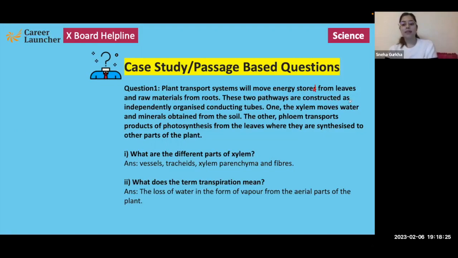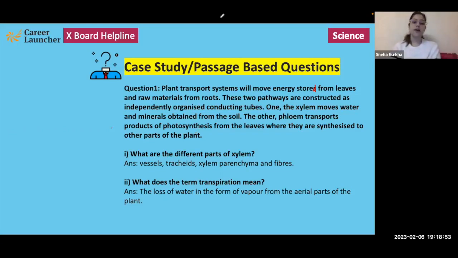These two pathways are constructed as independently organized conducting tubes. One, the xylem moves water and minerals obtained from the soil. The other, phloem transports products of photosynthesis from the leaves where they are synthesized to other parts of the plant. What are the different parts of xylem?